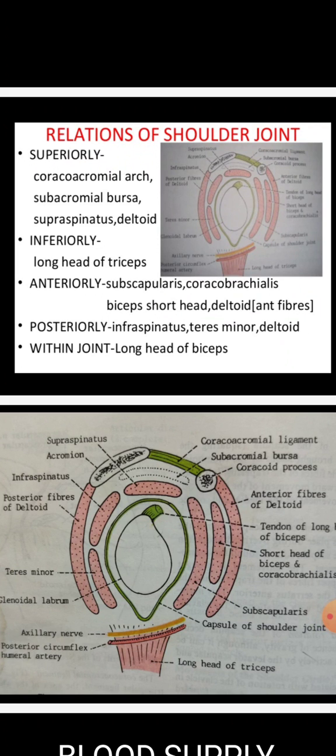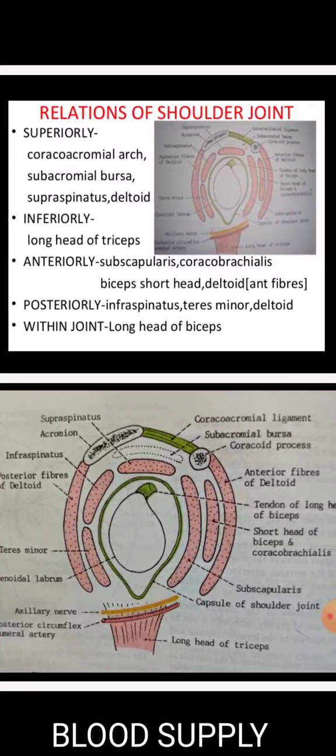Okay, so coming to the relations, first relation we are going to do are the superior relations. Okay, please see the diagram along with the theoretical part so that it is easy for you guys to understand. So superiorly you can see there is a coracoacromial arch, formed by this coracoacromial ligament, coracoid process, and the acromion process of the scapula. Now the second is the subacromial bursa, which is just below it. Then there is the supraspinatus muscle and the deltoid muscle. Okay, that is the superior relations of the shoulder joint.